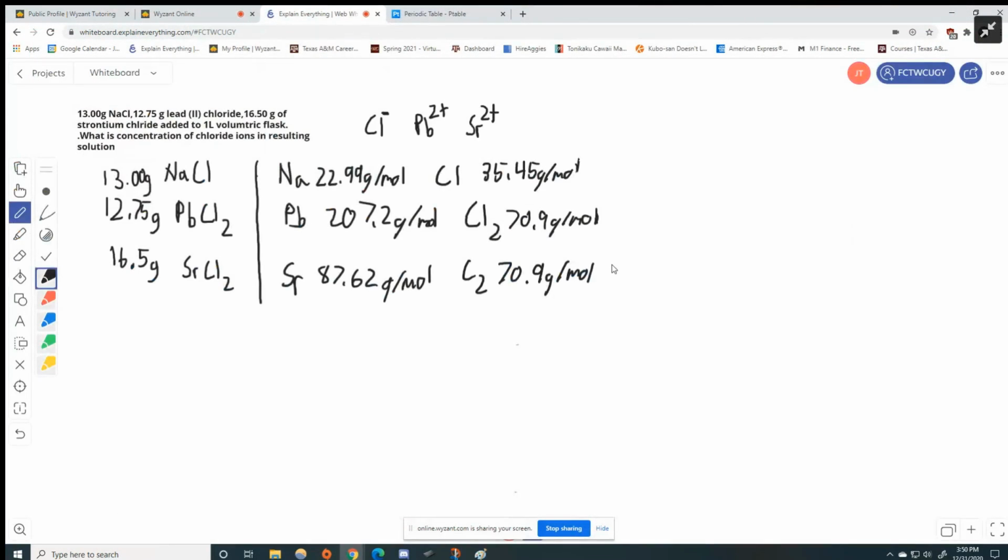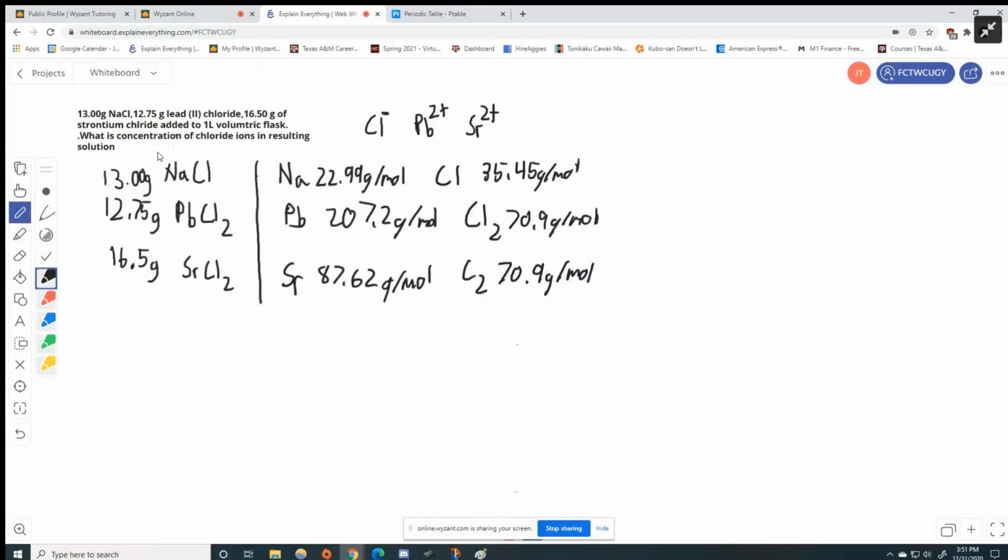Hi, so the question here is there are 13 grams of sodium chloride, 12.75 grams of lead chloride, 16.5 grams of strontium chloride added to a 1 liter volumetric flask. What is the concentration of chloride ions in the resulting solution?